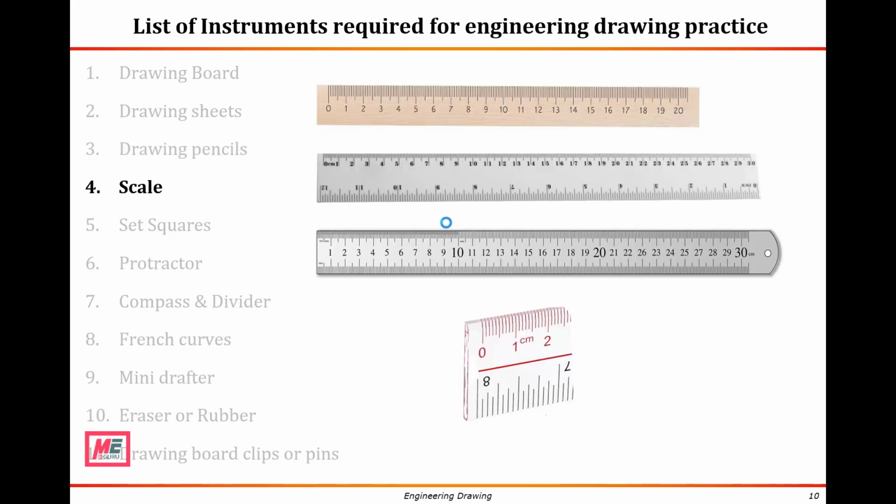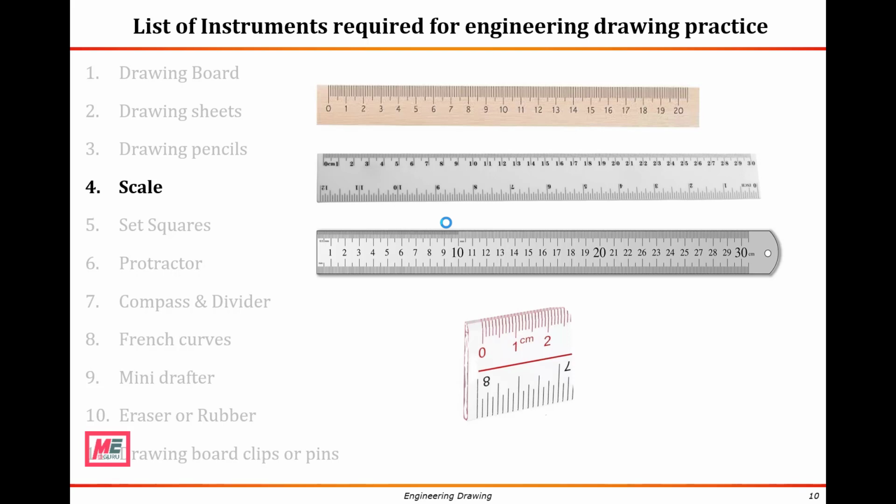Number 4. Scale or ruler. It is used to mark the measurements accurately from the ruler to the drawing sheet. It is also used to transfer the dimensions of a physical object onto the drawing sheet. The scale should never be used as a straight edge for drawing lines.